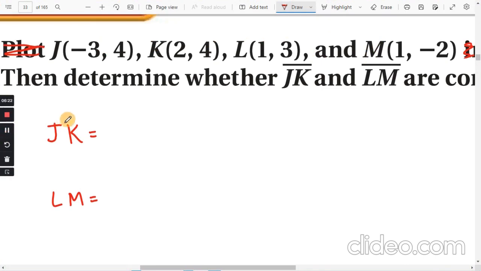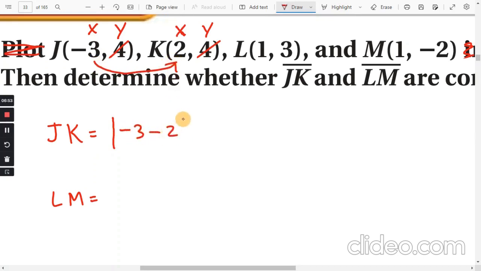All right, if you look at JK, remember the first coordinate is X and the second coordinate is Y. So you can clearly see that the Y's are both 4. So I am going to ignore the 4's. Now for the other coordinates, the X coordinates, I'm just going to subtract and take the absolute value. So I'm going to do negative 3 minus 2. And negative 3 minus 2 is negative 5. And when you take the absolute value, it's positive 5.